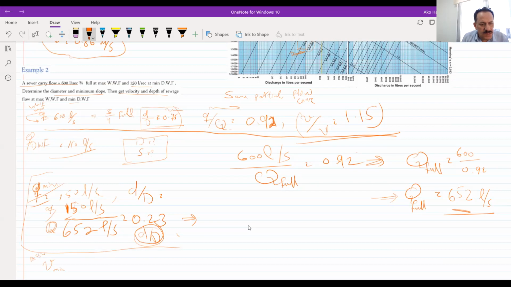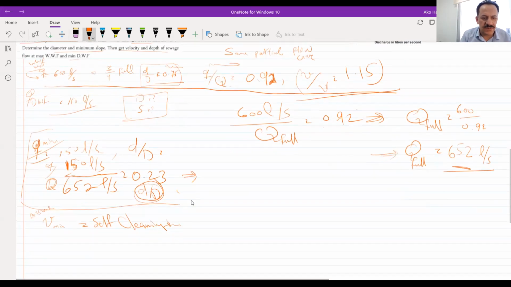Assume that we say the velocity will be for a self-cleaning sewer. It means this sewer should be cleaned by itself, by the flow, when it has a velocity of how much? How much is the value of the minimum velocity for self-cleaning? Sir, could you please repeat the 0.23? I didn't get that. Okay. 0.6. This is 0.6 meter per second.